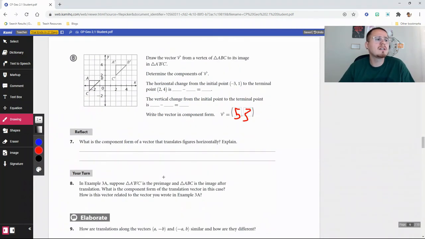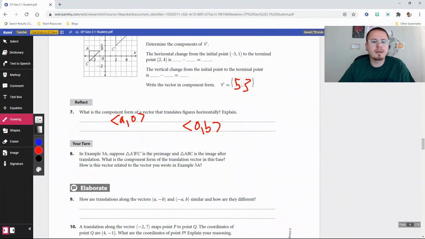What is the component form of a vector that translates a figure horizontally? So just horizontally. Think about that. It would be written (a, 0), right? There's no vertical change. So if you're going vertical and not horizontal, it would just be (0, b). So keep those in your mind. I'm going to let you guys work on that one.